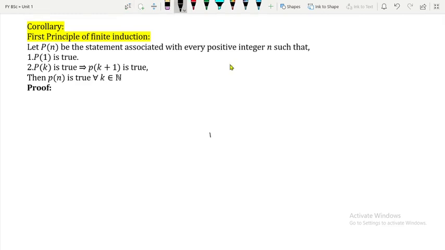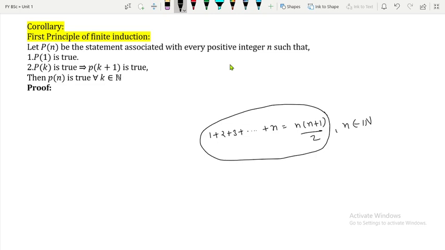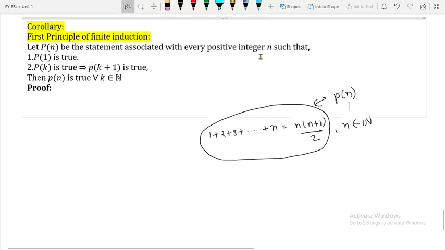For example, if you want to prove 1 plus 2 plus 3 plus so on, the sum of n terms is equal to n into n plus 1 upon 2. Now you can see that this is related to what? Set of natural numbers. So this can be proved with the help of the first principle of mathematical induction. And this statement, what do we call it? P of n. So if P of n is a statement associated with a positive integer n satisfying these two conditions, then we can say that this statement is true for every natural number.